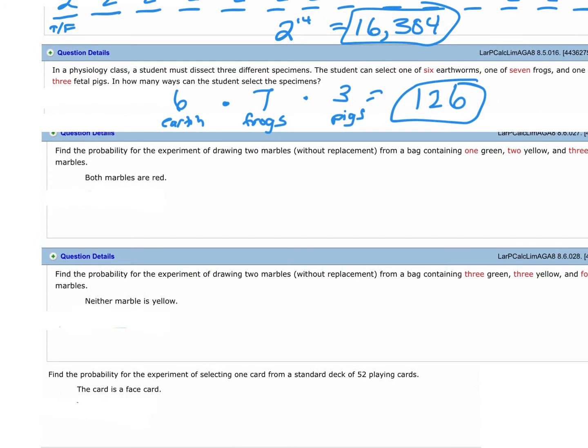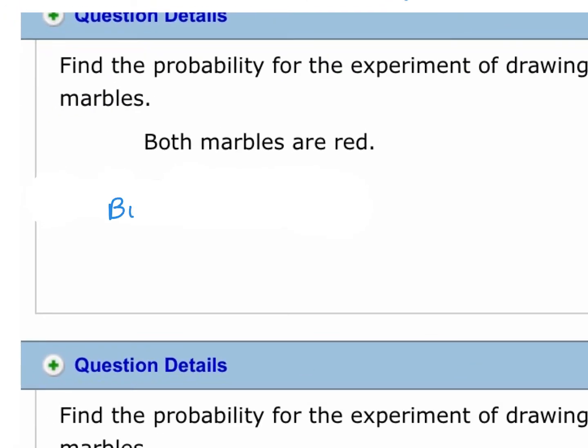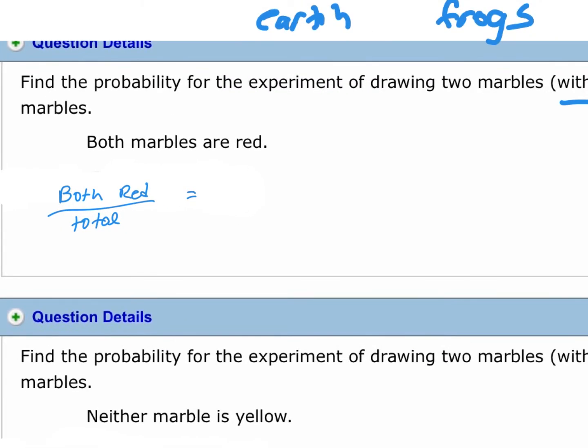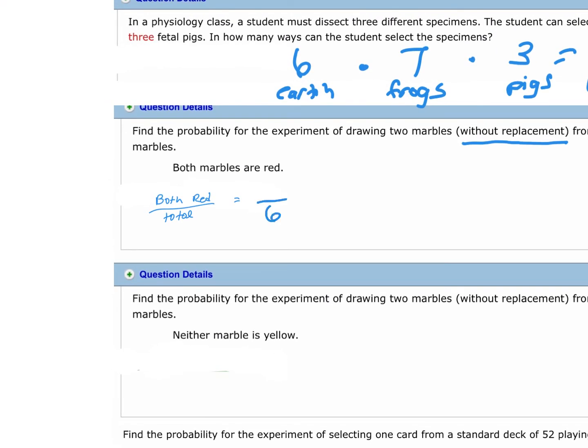The first thing that's really important is it says without replacement. So in this experiment, I want both red marbles. So I'm going to put that over the total. When I do this, how many total marbles are in this example? Six. Okay, so there's six total, and how many of them are red? Three. All right. So I'm reaching in the bag. I'm grabbing a marble. I want it to be red, so I assume that it's red when I look at it.